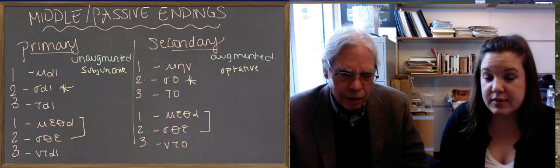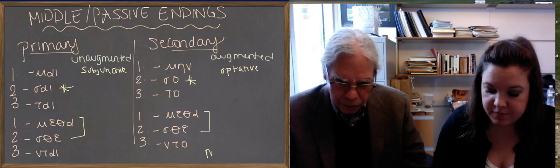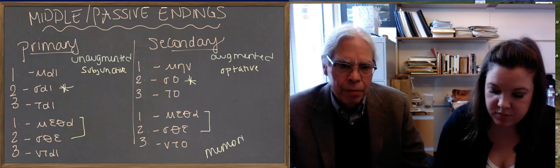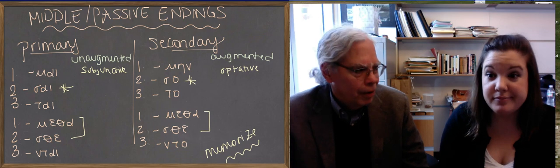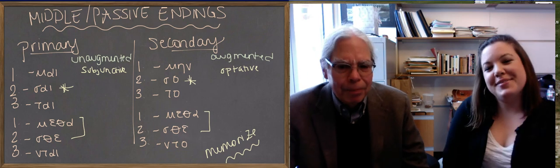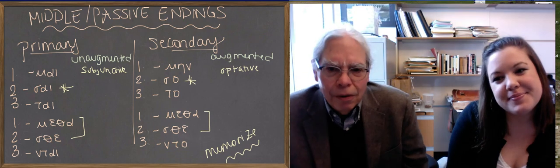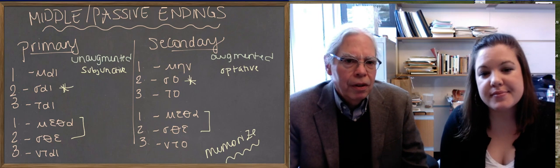These are personal endings for the separate persons of the verb. First, memorize them in these lists. Mai, sai, tai, metha, sthe, ntai, right? And men, so, to, metha, sthe, nto. All right, so now we're going to look at how they actually function in actual verbs.